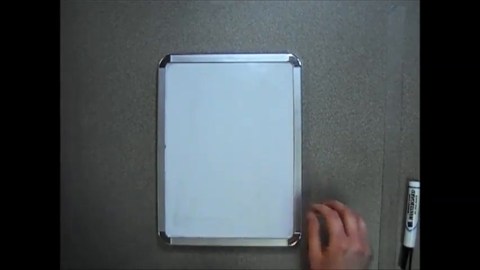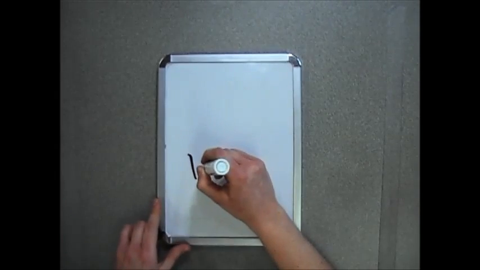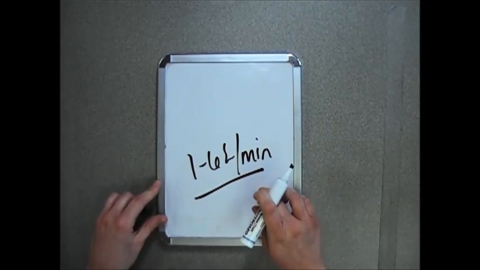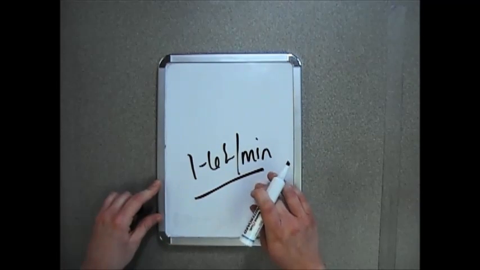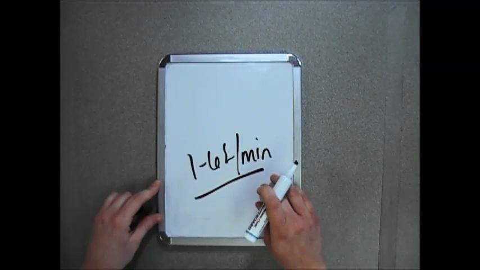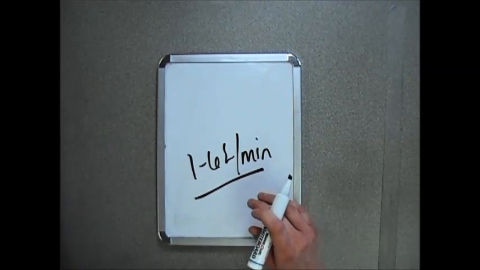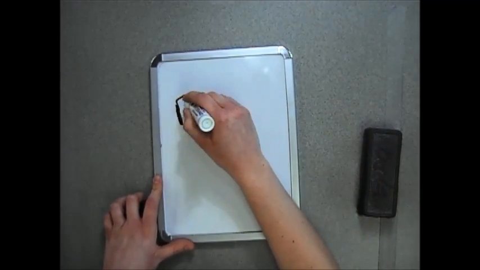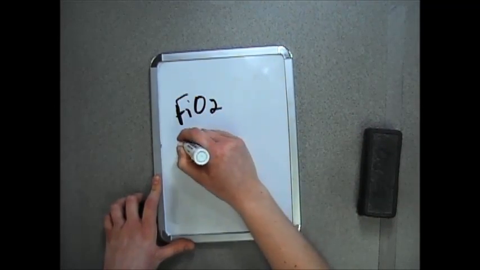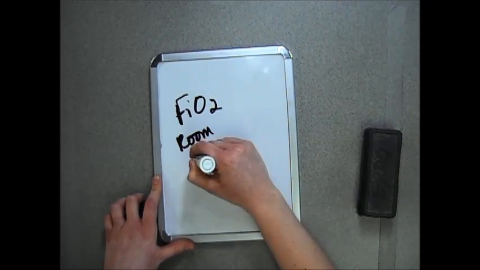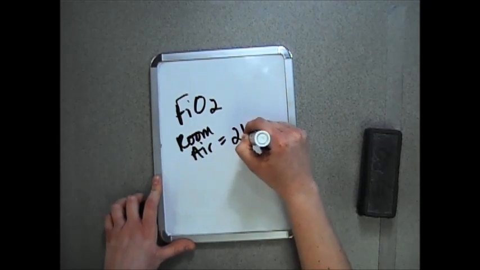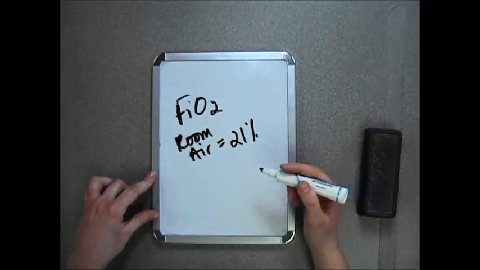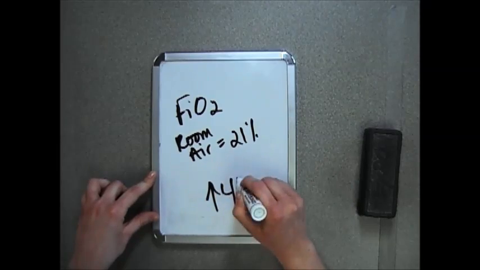1 to 6 liters of oxygen per minute is the amount of oxygen that should be used with this oxygen delivery device. This device allows for room air to be mixed in with oxygen as well. You want to consider our FiO2 of room air. And if you can remember, that was 21%. With the nasal cannula device, it increases the FiO2 by 4%.